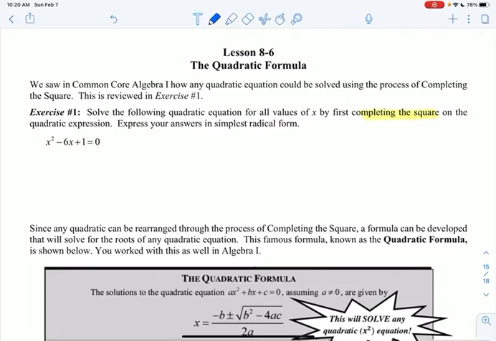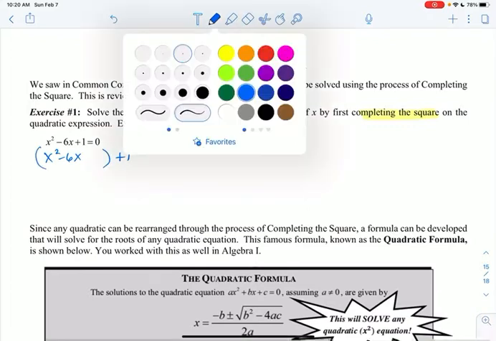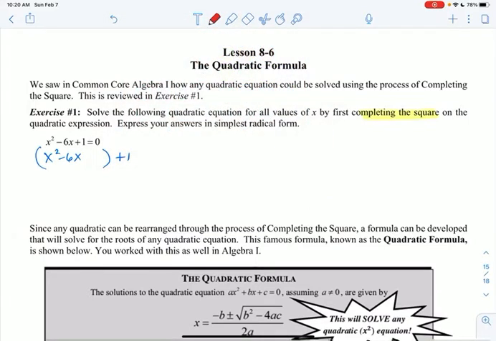To complete the square, I have x squared minus 6x, so I isolate those first two terms and move that 1 off to the side. Let me change pen colors. I take half of that middle term, the b term. Half of negative 6 is negative 3, and negative 3 squared is 9, so I have to add 9. But remember, whatever I add to one side, I have to add to the other side, so I'm going to add 9 to the other side as well.